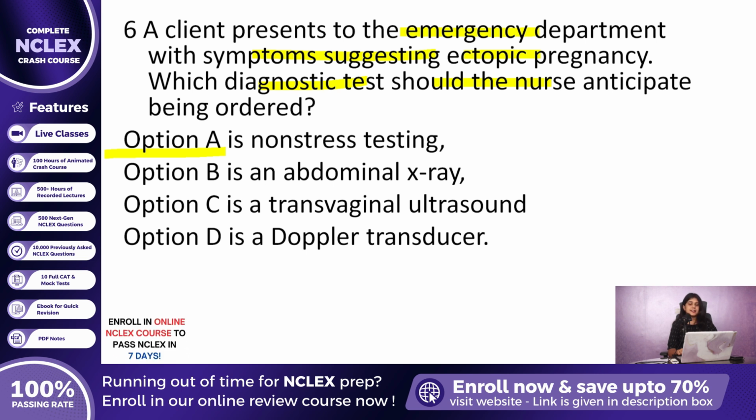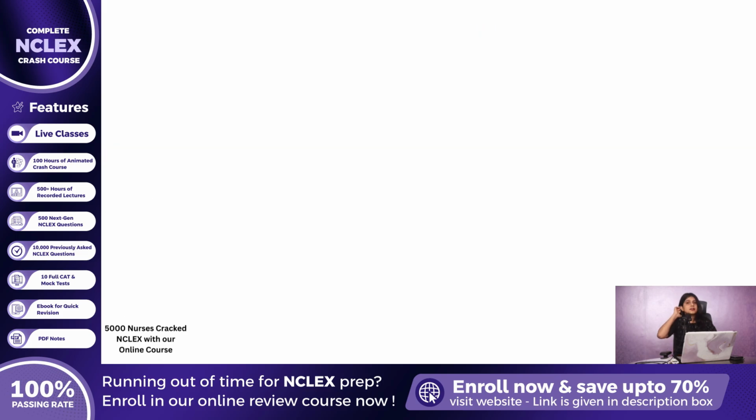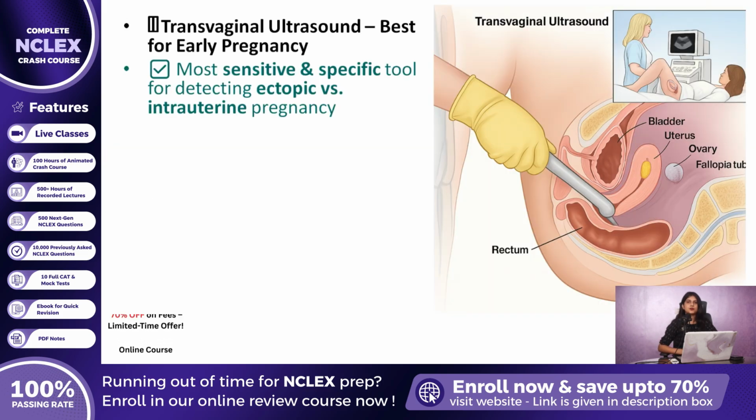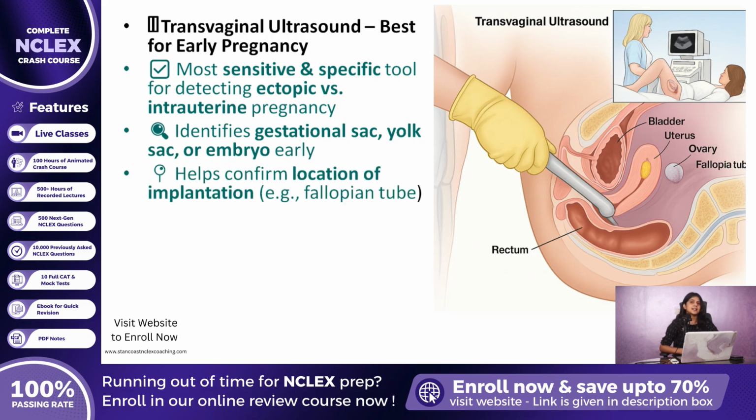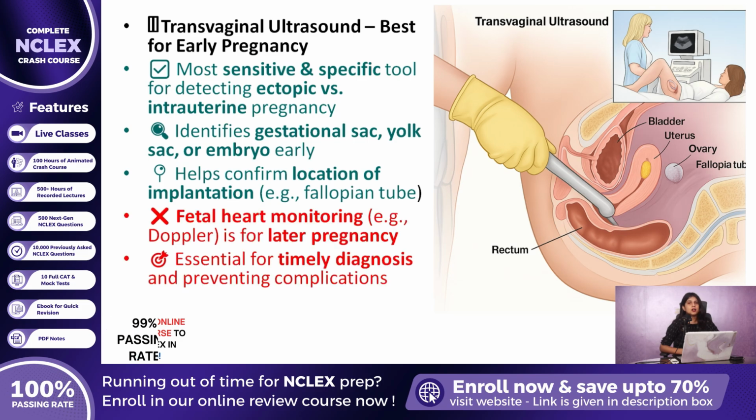The correct answer is option C, transvaginal ultrasound. This imaging method provides the most sensitive and specific view of early intrauterine versus ectopic pregnancy. It can identify a gestational sac, yolk sac, or embryo, and determine if implantation occurred outside the uterus, often in the fallopian tube. Option A evaluates fetal heart rate in later pregnancy, not early diagnostics.